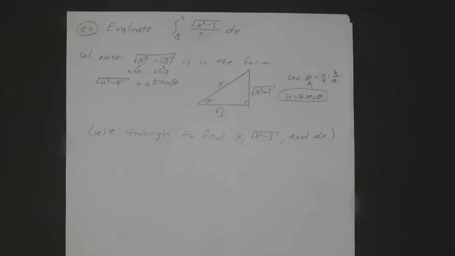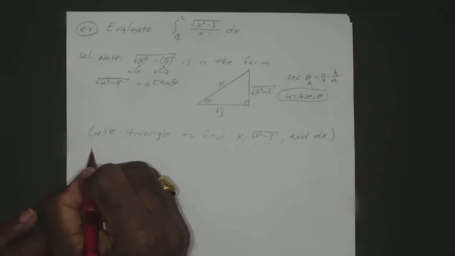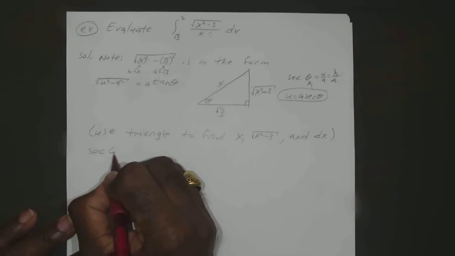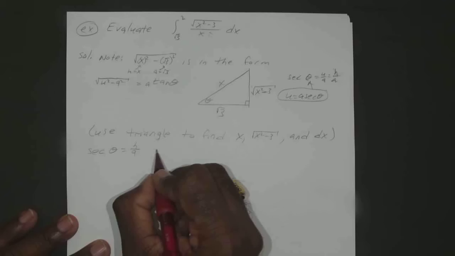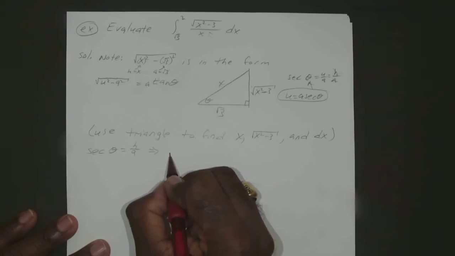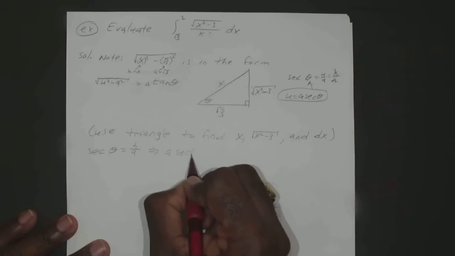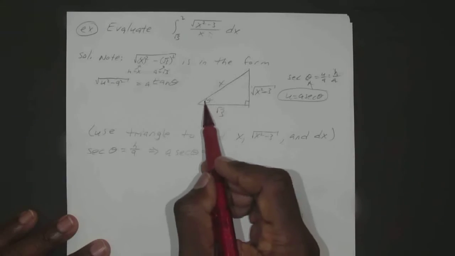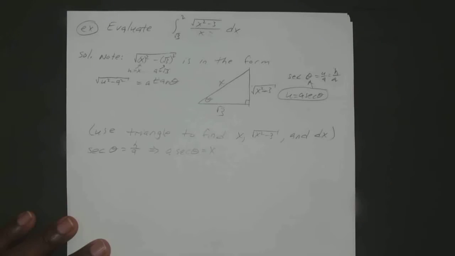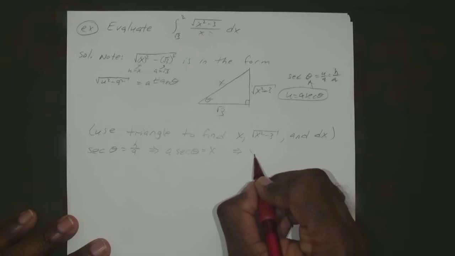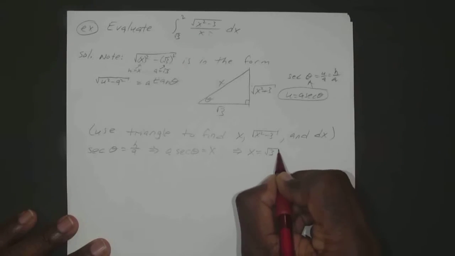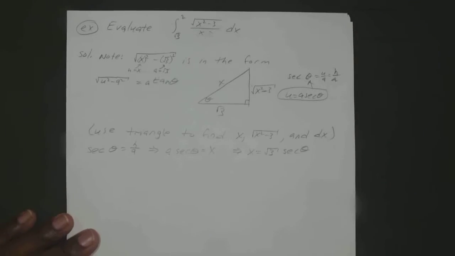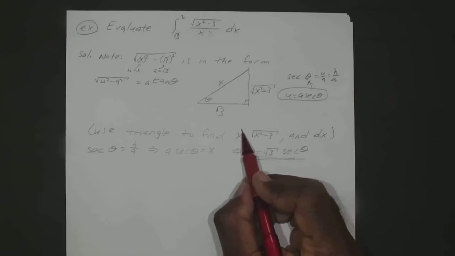Okay. So we already know that secant of theta is hypotenuse over adjacent, which means that a secant theta is equal to the hypotenuse, which is x. And we know that a is equal to square root of 3, so x is equal to square root of 3 secant theta. So we found the first part of it, so we're good there.